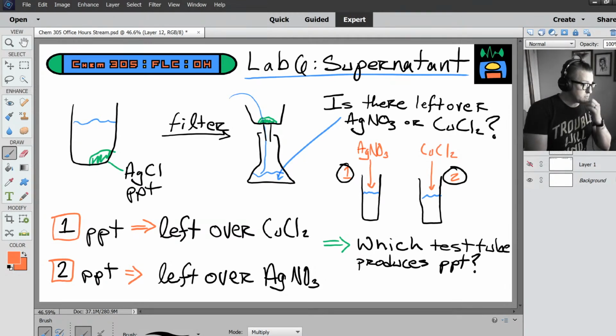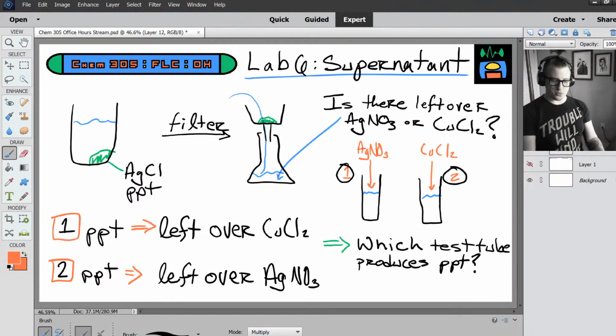Okay, Kate, it also asked for the moles in just silver and chloride. I was assuming it was asking for the mole ratio. Ah, okay, so here's the cool thing.